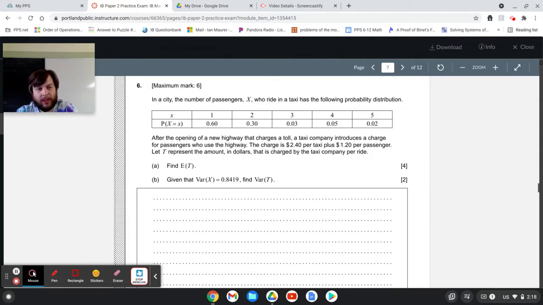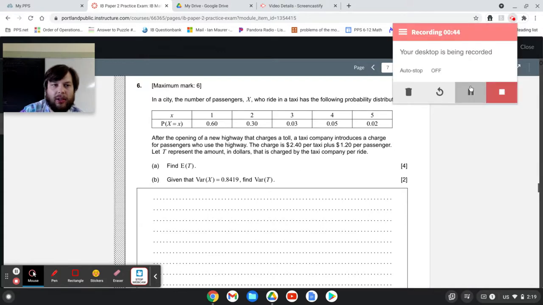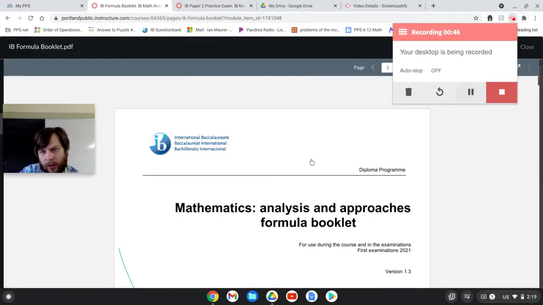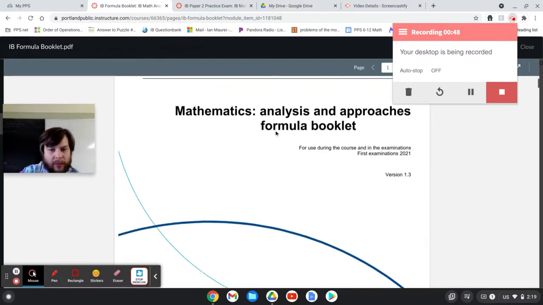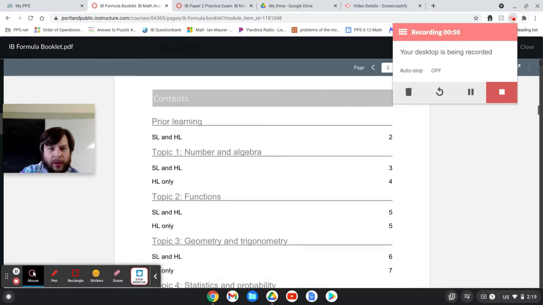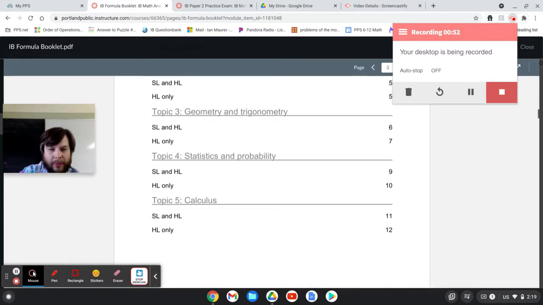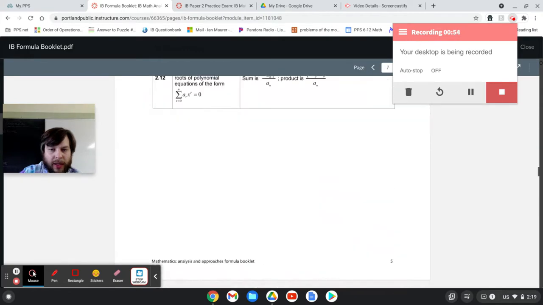There's two different ways you can do this. One way is to use the IB formula sheet, and there's some information on the IB formula sheet about expectation. So what I'm going to do is pause the video, pull up the formula and show you how I can use that to answer this question. So here we've got the formula booklet. We're doing a probability question, so I'm going to go down to page 9.